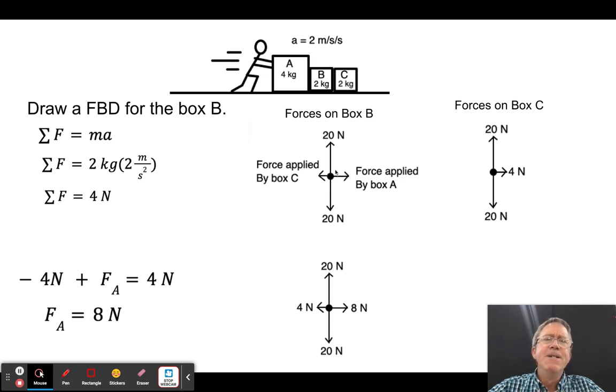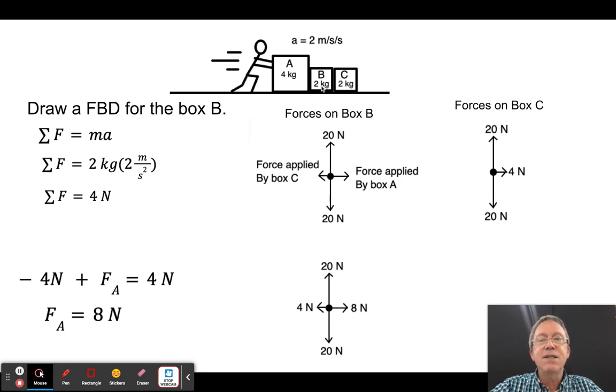So now let's look at box C. Box C is accelerating at 2, and it has a mass of 2. So the force on this one is 4. And if this one is being pushed this way at 4, it is pushing backwards on this one with 4.